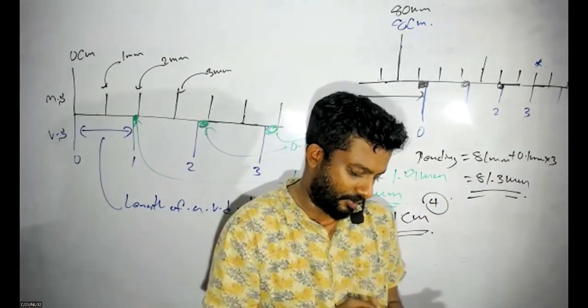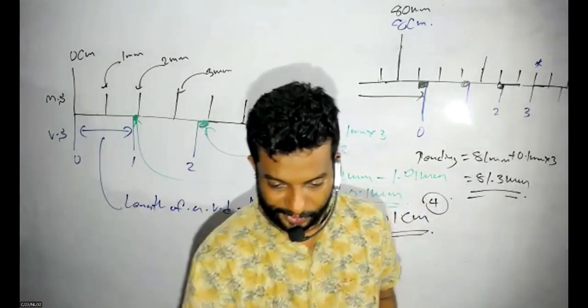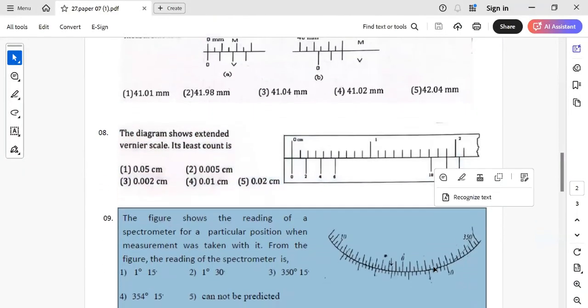Then we can discuss questions related to circular vernier scale. Read the next question. Right. This one is a past paper question, right?